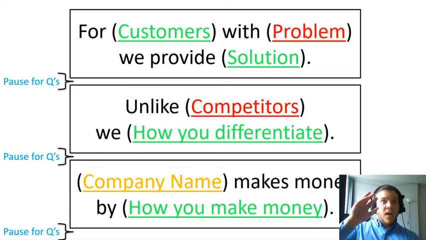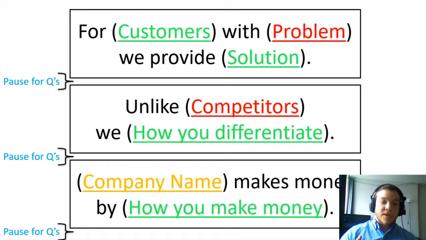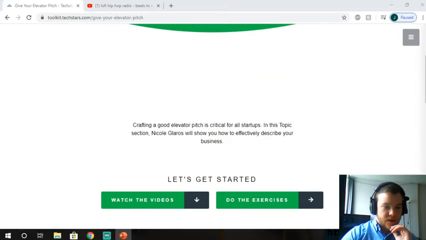So back to this. It's for company with problem, we provide solution. Unlike competitors, we, how you differentiate, company name, makes money, and then how you make money. And I'm just going to go to my next slide, which is something that I typically go through. Just going to go to the next slide and present it.